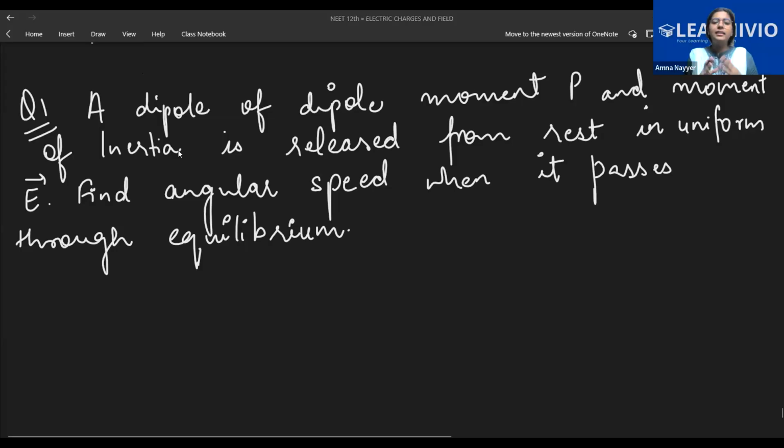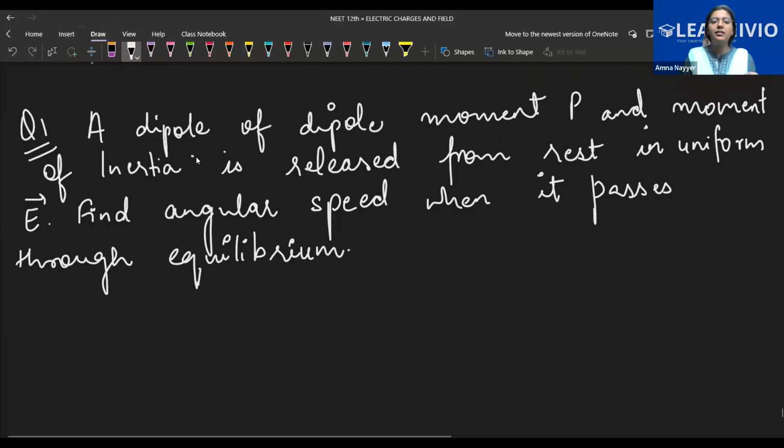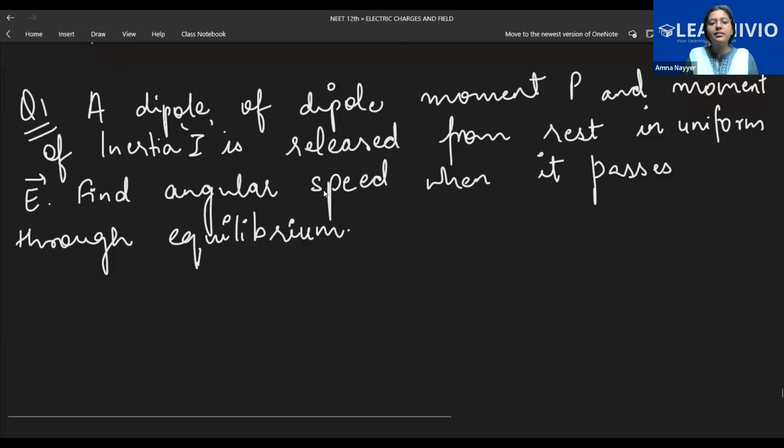See class, this question says a dipole of dipole moment P and moment of inertia I is released from rest in a uniform electric field. So moment of inertia is given as I, the dipole moment is given as P, and the electric field is uniform electric field E. It says find the angular speed when it passes through equilibrium.